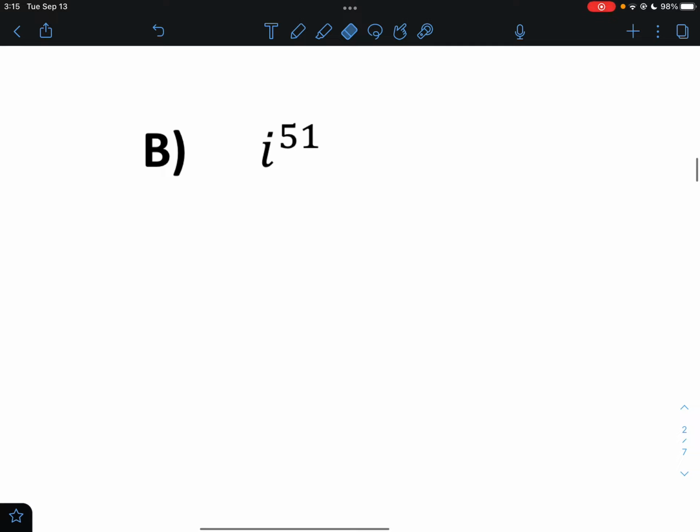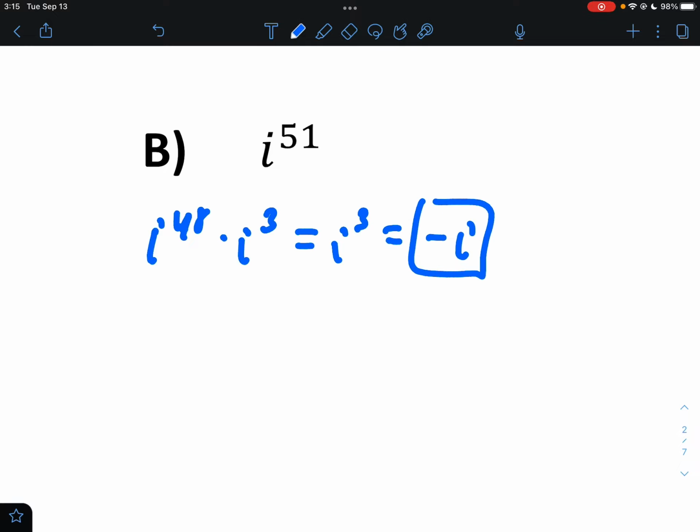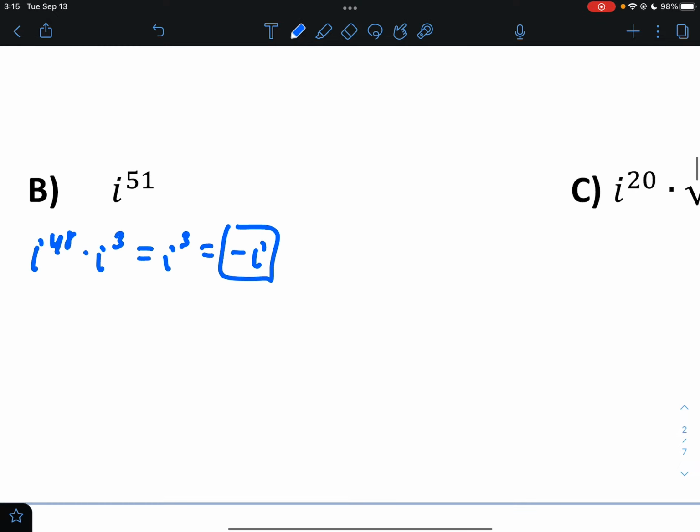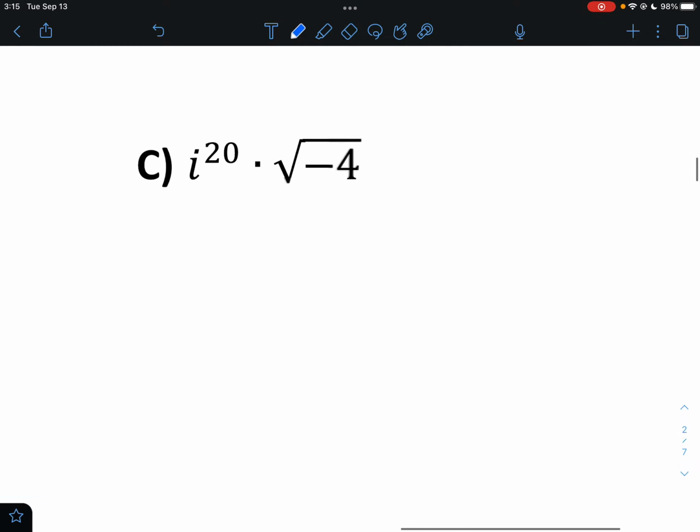i to the 51st. We know i to the 48th would be 1. So it's i to the 48th times i cubed. So this is just going to be i cubed or negative i. All right, and the last one here, i to the 20th, we know that is 1. That's a multiple of 4. And then root negative 4 is going to be plus or minus 2i. So our answer here is just 1 times plus or minus 2i, or plus or minus 2i.